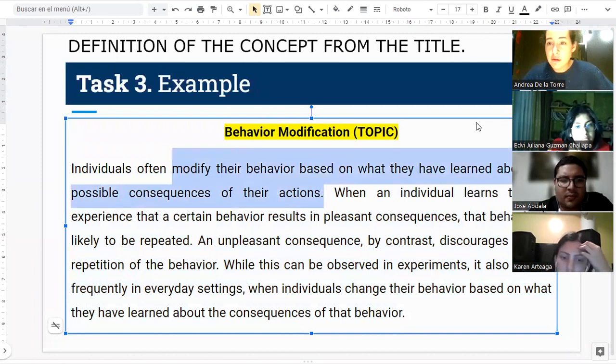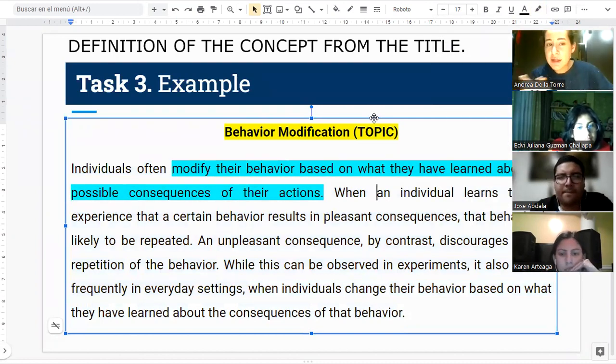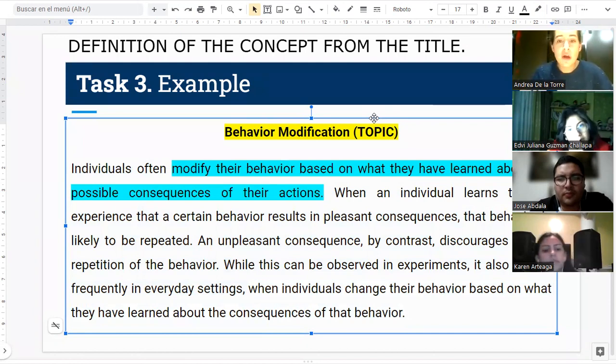Exactly. I agree with you. I think that's the definition too. I mean, you have two sentences, right? It could be the first. Behavior modification is when individuals modify or change their behavior based on what they've learned, right? About the consequences of their actions. Or based on experience, you could summarize. You could choose that sentence, or you could choose the last one too.